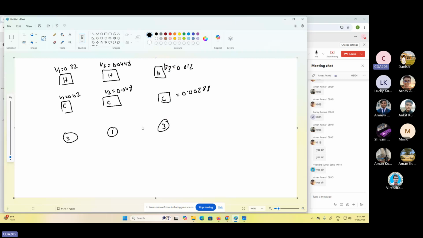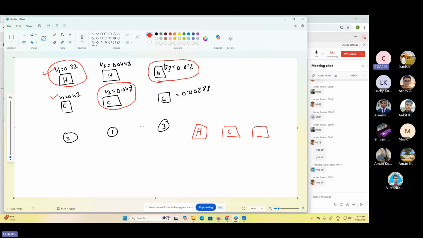Now when we check this, in both, which one is higher? This one is higher. For the second stage, when we check 0.0448 and 0.048, this one is higher. And for the third stage, 0.02 will be higher. So the hidden state will be hot, cold, hot.